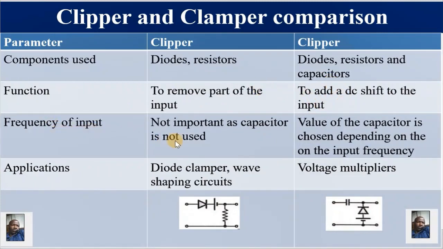The frequency is not important in clippers, as a capacitor is not used, because we know capacitors and inductors offer some reactance which depends on f to the flow of a sinusoidal input. But in a clamper, the value of the capacitor is important because RC gives us tau, so the value of the capacitor is chosen depending on the input frequency. As for applications, clippers are used in wave shaping circuits, while clampers are used as voltage multipliers.